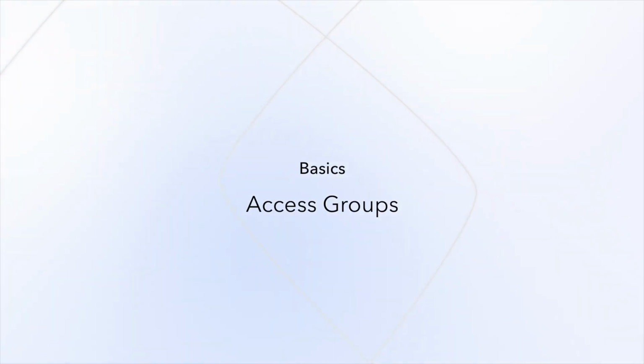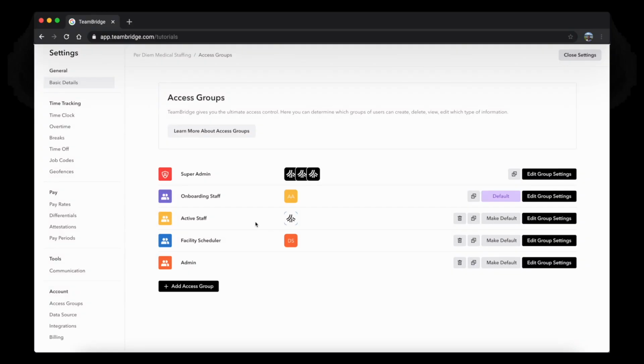In this video, we will be covering the basics of access groups, diving into that permission that helps you ensure everyone has an awesome and focused workspace in Teambridge. You can find access groups in your account settings near the bottom of the left navigation. Along with the name of the access group, you'll find a preview of the users currently in each group and a few quick action buttons.